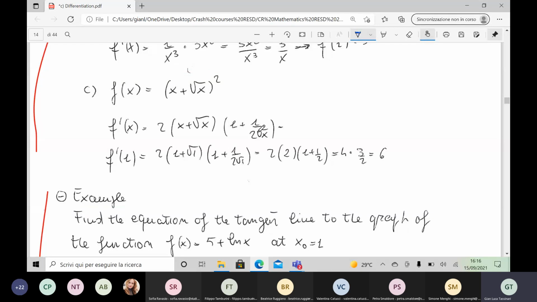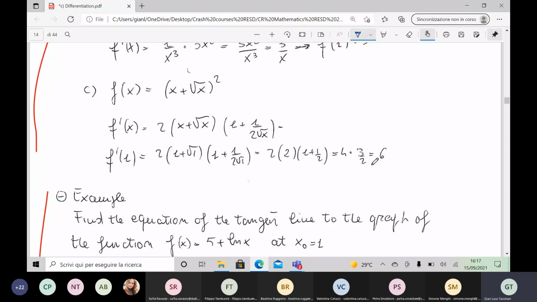Now I told you we want to evaluate the slope at the point x0 equal to 1, so put 1 here, 1 here, 1 here. So 1 plus square root of 1 is 1 plus 1, 2. 1 plus 1 over 2, I made the common denominator, and you get 6. So what is the interpretation? 6 is the slope of the tangent line to the graph of this function at the point x0 equal to 1. It is also the instantaneous growth rate of the function at the point x0 equal to 1.